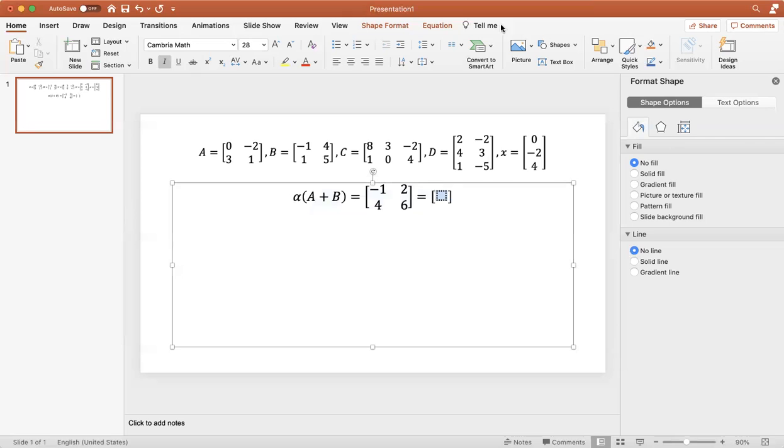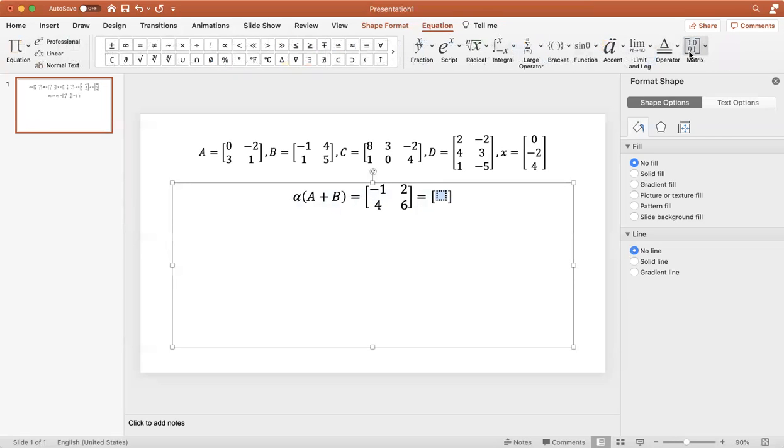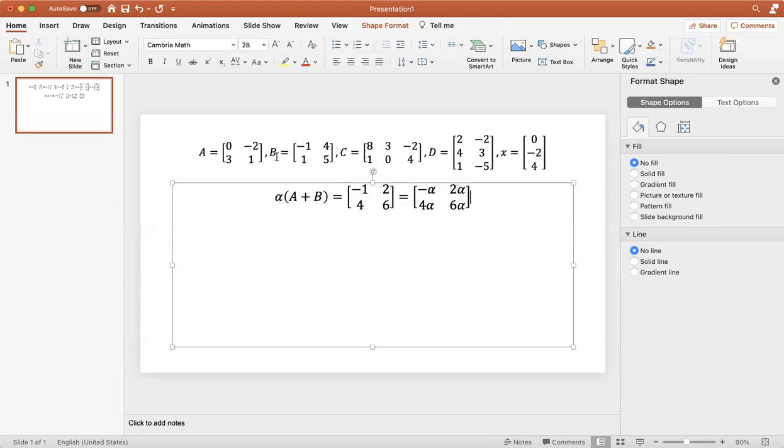So let's construct the matrix here. This is going to be 1, -1 times alpha, so that's negative alpha. And this is going to be 2 alpha. This is going to be 4 alpha. And this is going to be 6 alpha. At this point, it's fairly simple, right? Now, of course, we cannot do the same operations for C and D since they have different dimensions.